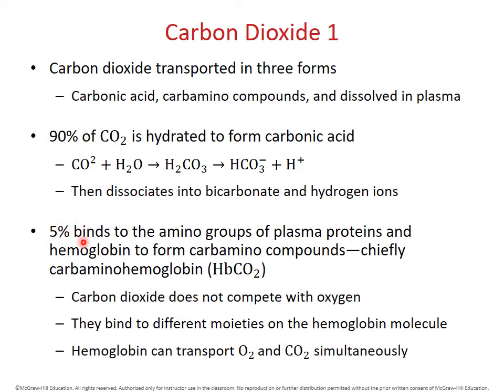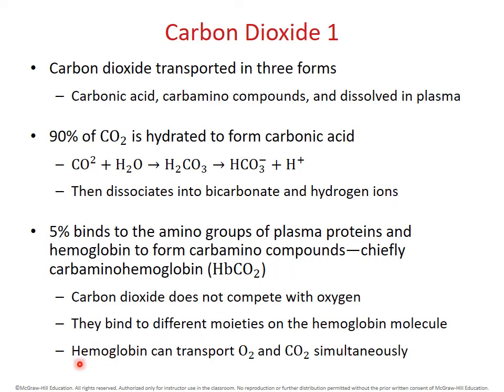Again, another 5% binds to the hemoglobin to form carbaminohemoglobin. It does not bind to the heme group. Carbon dioxide has its own binding site on the globin chains, so it binds to the protein chains of the hemoglobin molecule. There are some other plasma proteins that will bind carbon dioxide as well, but for our purposes, we're going to focus mostly on carbaminohemoglobin.